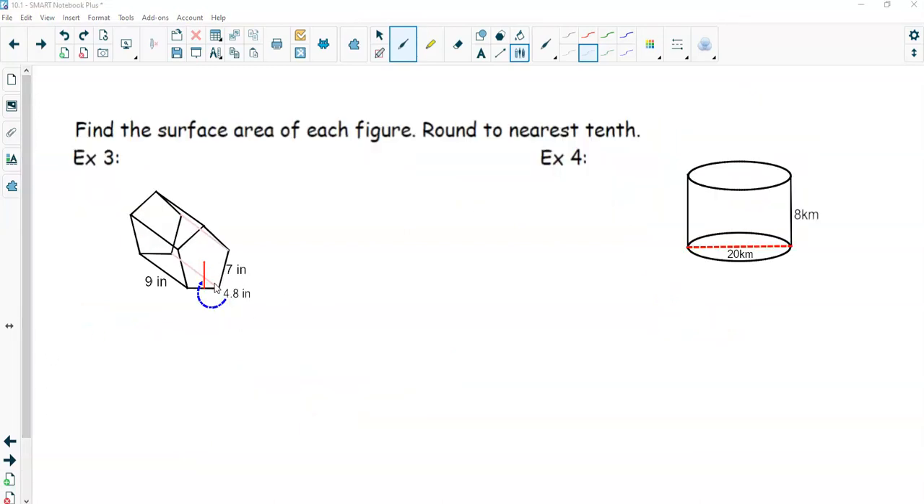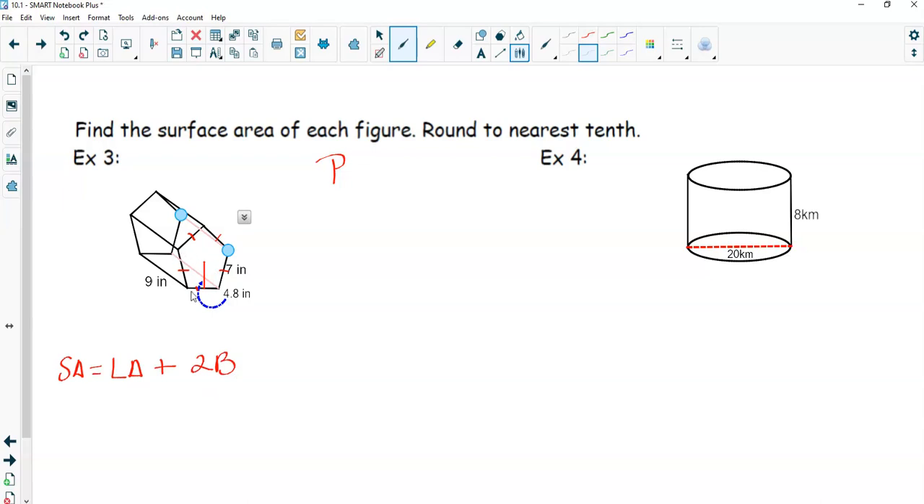Okay, let's look. Here we have a pentagonal prism. In a pentagonal prism, the base is a pentagon. We're going to assume that these are all regular pentagons, right? Since it is a regular pentagon, that means all the sides measure the same. So I have the big P. Remember the formula. The formula for the surface area is the lateral area plus twice the area of the base.